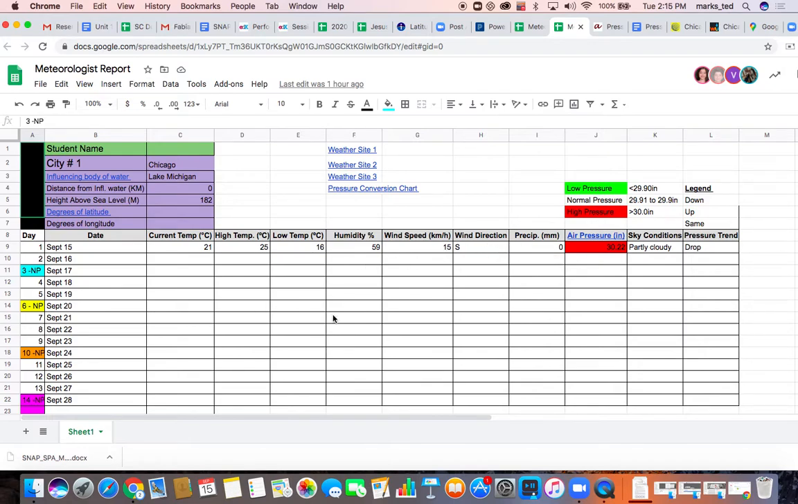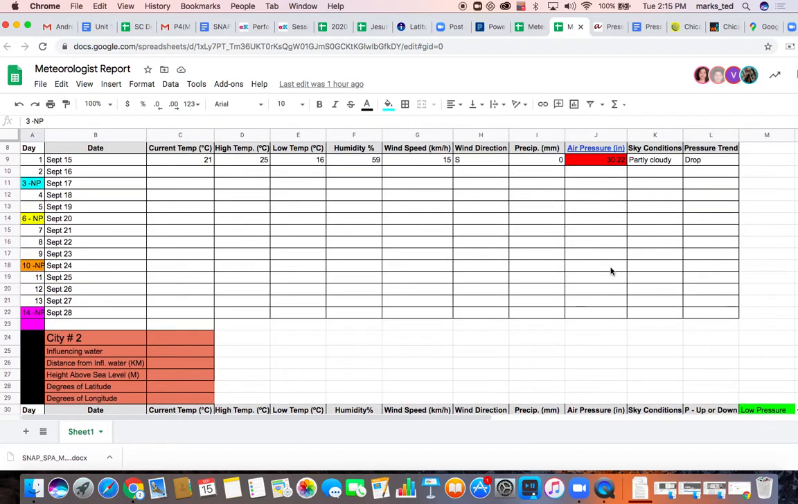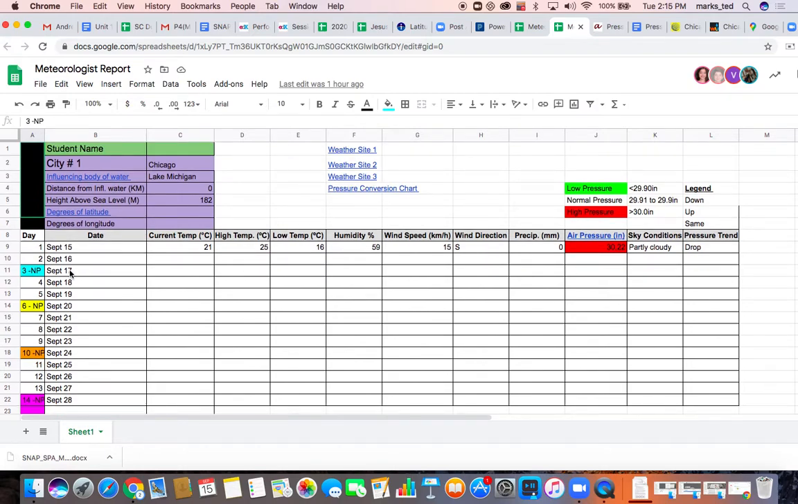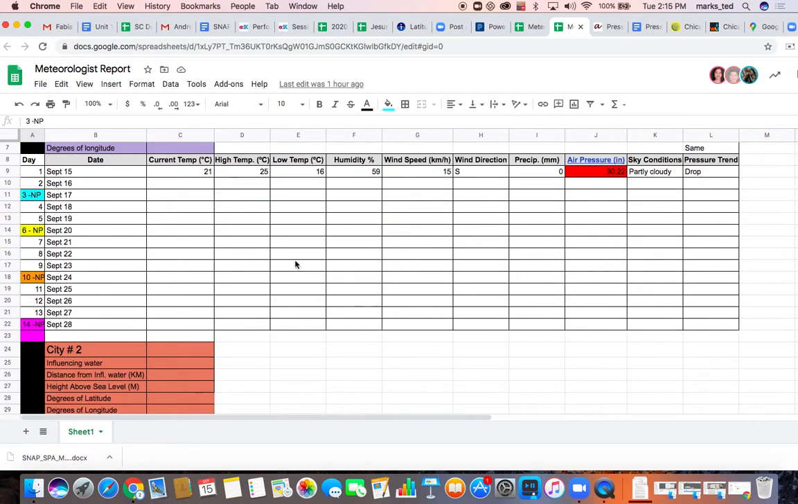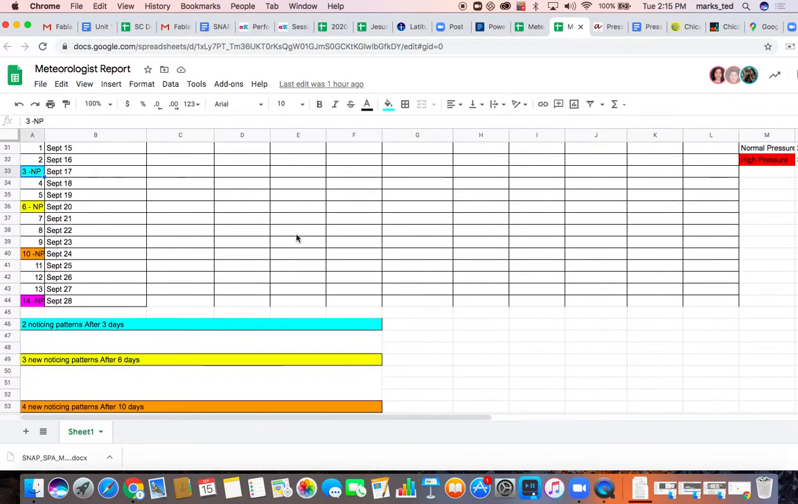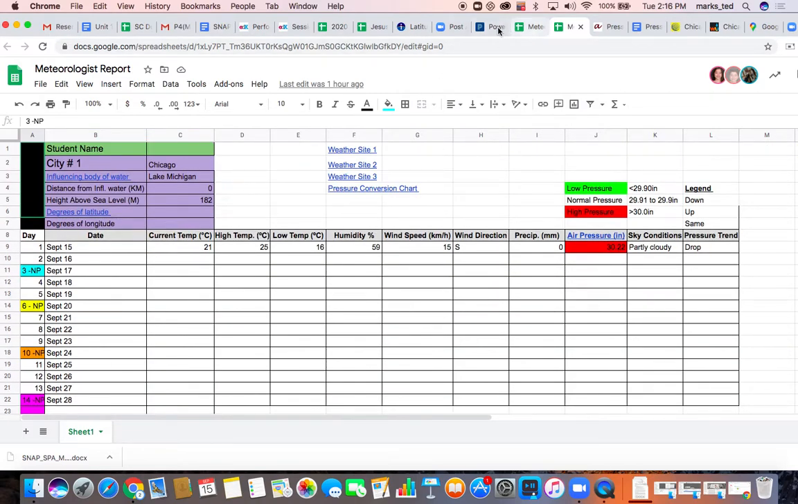What I'd like you to do before Friday is pick your cities, find out this information here, and fill out your weather for the 17th. That would be your first day, Thursday. Don't start on the 16th. Then on the 18th, we'll talk about humidity, air pressure, and temperature. We have demonstrations on those 3. That is it.